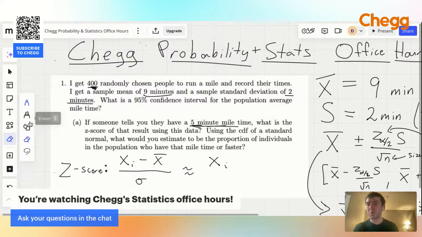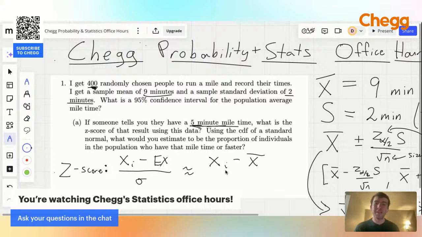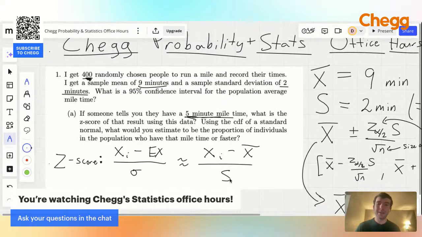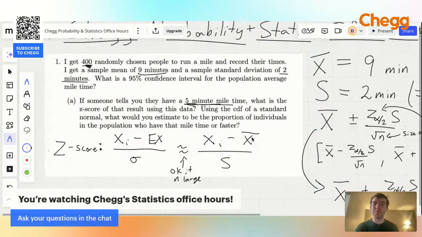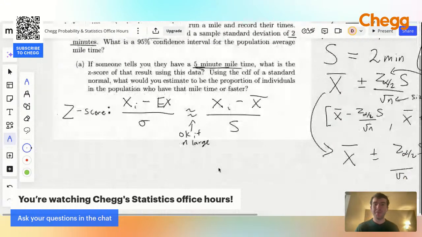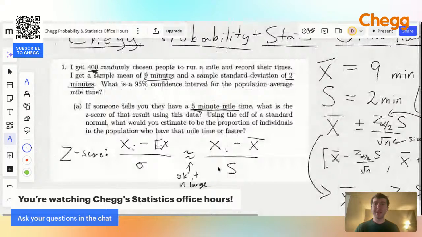Technically, a z-score is where you subtract the true population average, but often we use the sample average and the sample standard deviation instead. And this is okay if n is large. If n is large, the sample average is going to be about the population average, and the sample standard deviation is going to be about the actual population standard deviation. So this is what a z-score is.